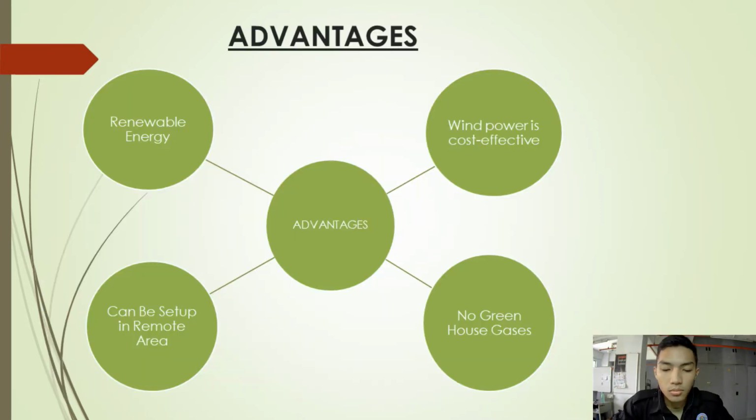Okay, next I'm going to talk about the advantages of wind turbine. Firstly is renewable energy because the energy is harvested from the wind. Secondly, wind power is cost effective. Unlike conventional methods, it does not need to burn fossil fuel to generate power. Thirdly, no greenhouse effect because a wind turbine doesn't release any gases to the environment. Lastly, it can be set up in remote areas, which can help to power houses that are too far to have normal power lines.